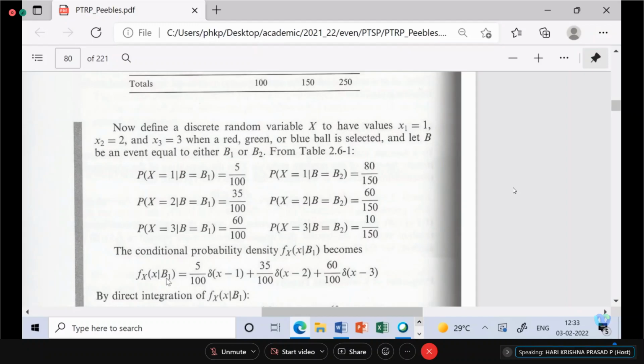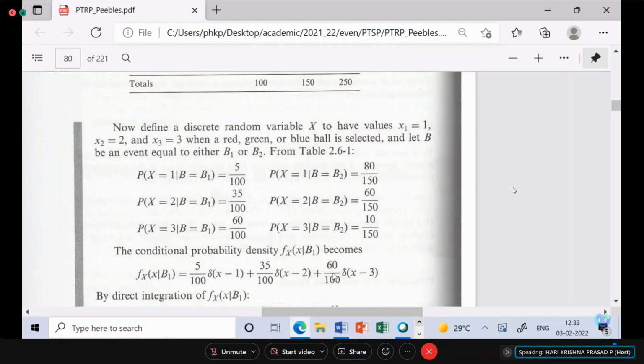What is the conditioning event? Box B1. That means there should be a conditional density function fx of x given B2. When you consider conditioning event B2, what should be the constants associated with each impulse function? In place of 5 by 100, I should write 80 by 150. In place of 35 by 100, I should write 60 by 150. In place of 60 by 100, I should write 10 by 150.